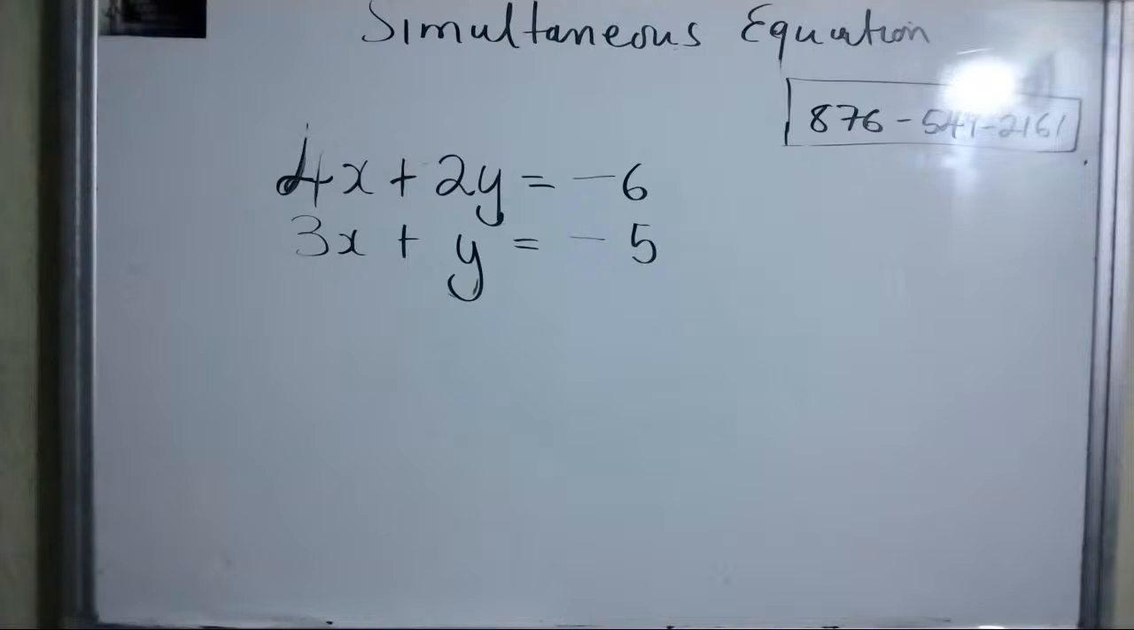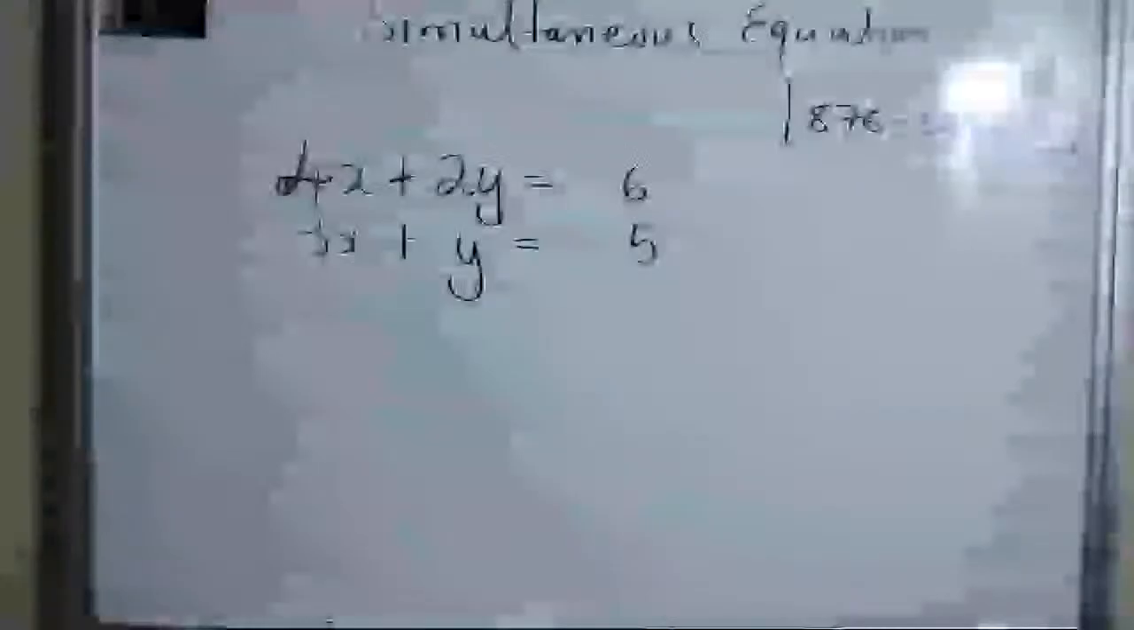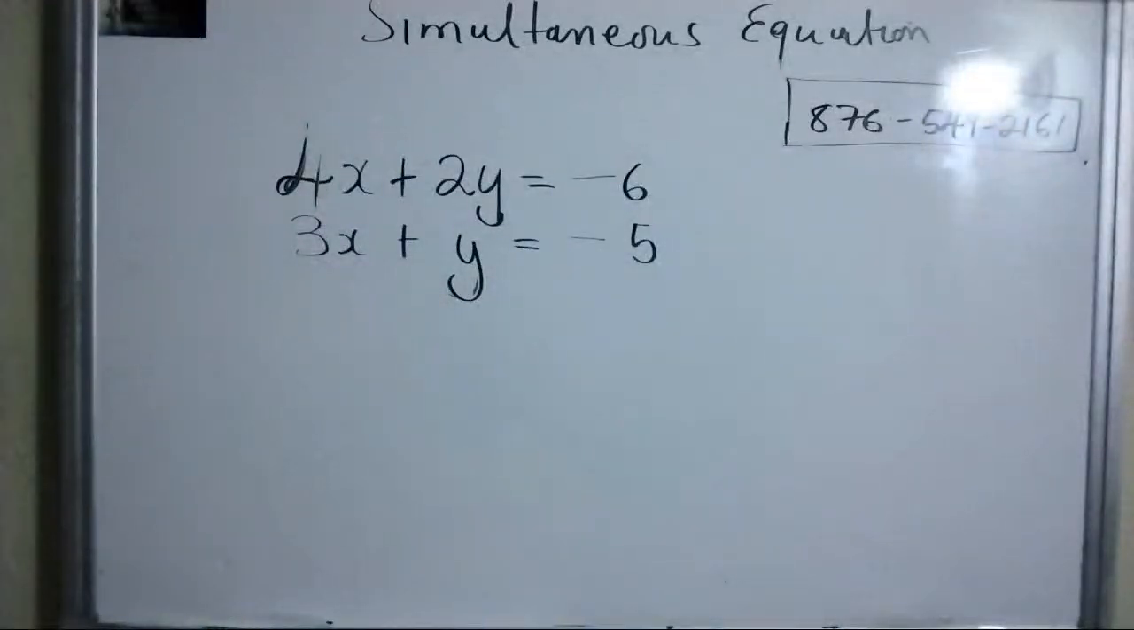Who will be the first one to get that one correct? Let's go, guys. So we have 4x plus 2y equals minus 6, and 3x plus y equals 5.